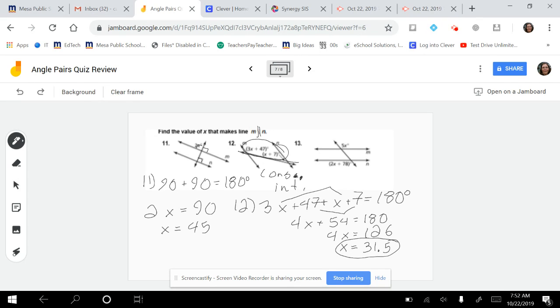Okay. And then on the next one, number 13, they are alternate exterior angles. So for this one, everybody, they are congruent. So I'm going to set them equal to each other. So I'm going to go 5x is equal to 2x plus 78. I'm going to subtract 2x from each side to get 3x equal to 78. And then I divide each side by 3 to get 26.